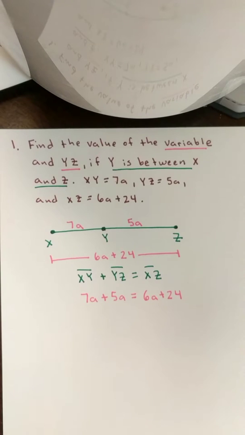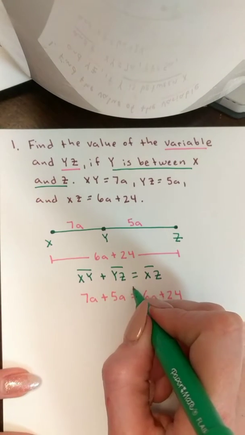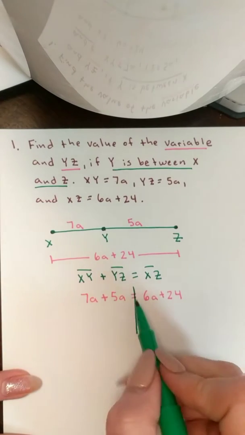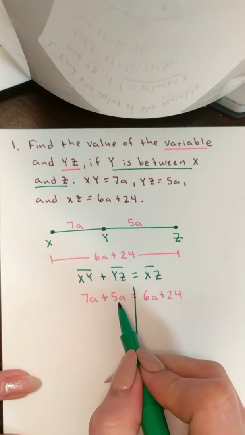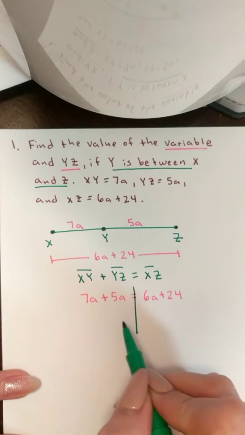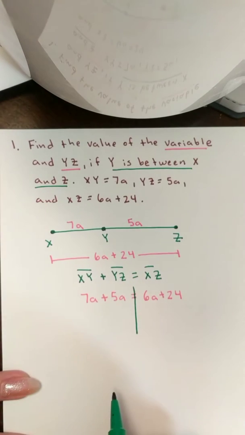So I want to isolate my variable. I want to get it on one side. So we draw a line down from the equal sign. We want our variable on one side of the line. Think of this as a wall. And we want our answer on the other side.